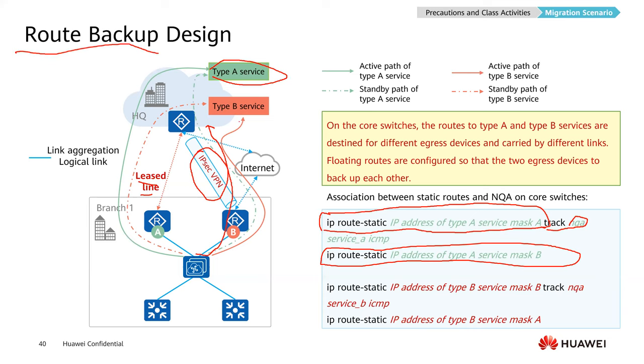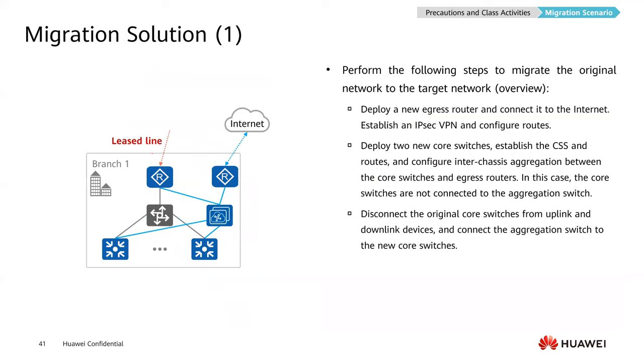And for the type B service, it is the same. Now let's look at the migration solution. We need to deploy the following steps. The first is we need to deploy a new egress router and connect it to the internet, and we need to establish an IPsec VPN and configure the routes. Once we finish our new egress device, we need to deploy two new core switches, establish the CSS and the routes, and configure the inter-chassis link aggregation between the two core switches and the egress routers.